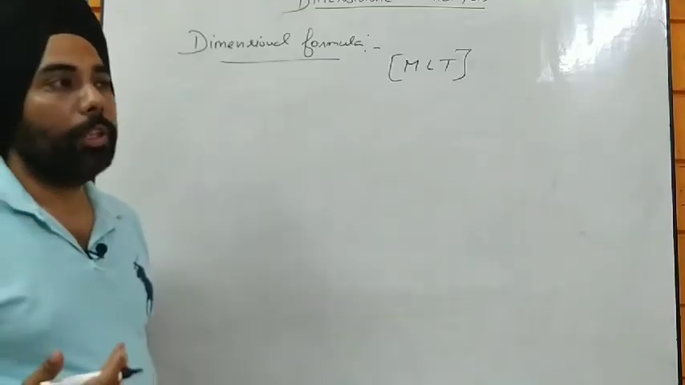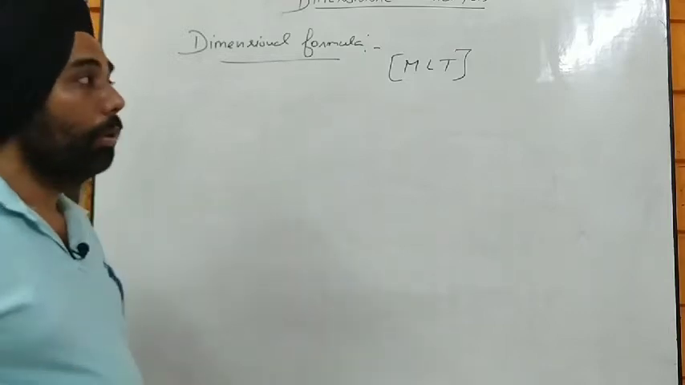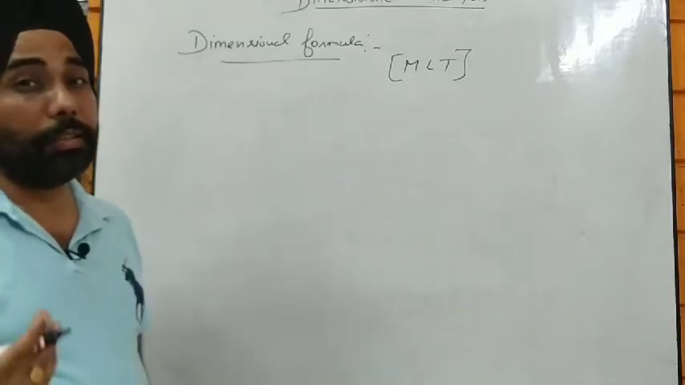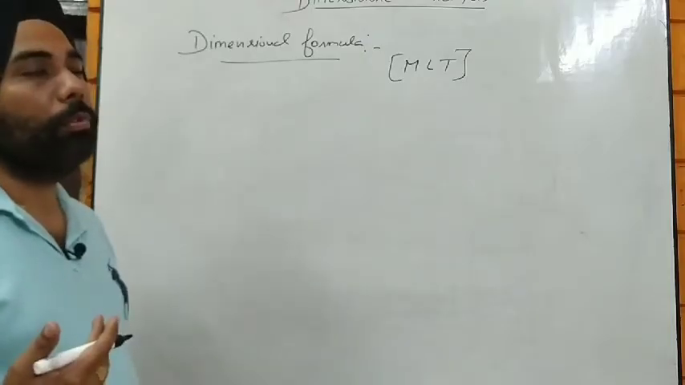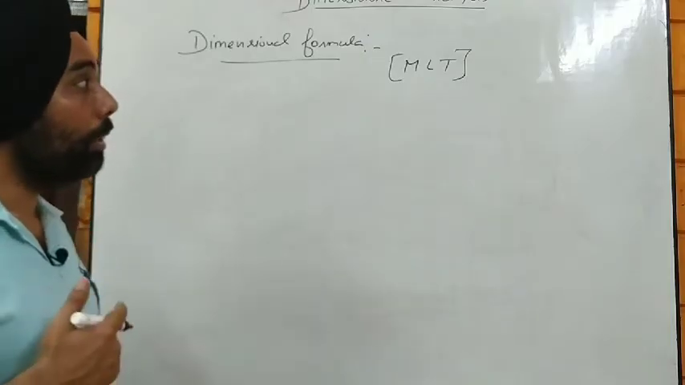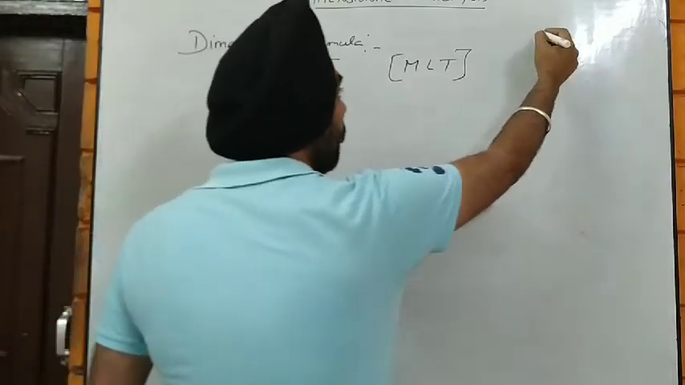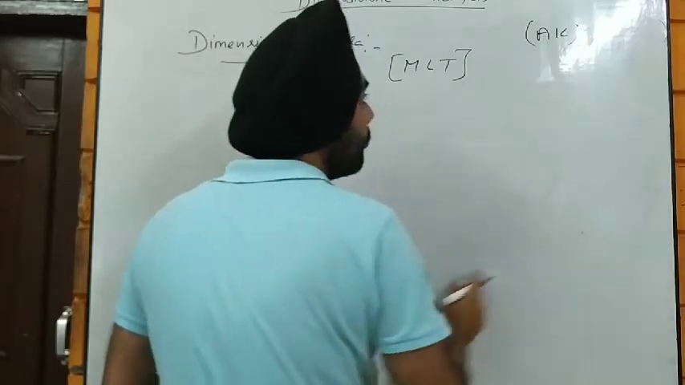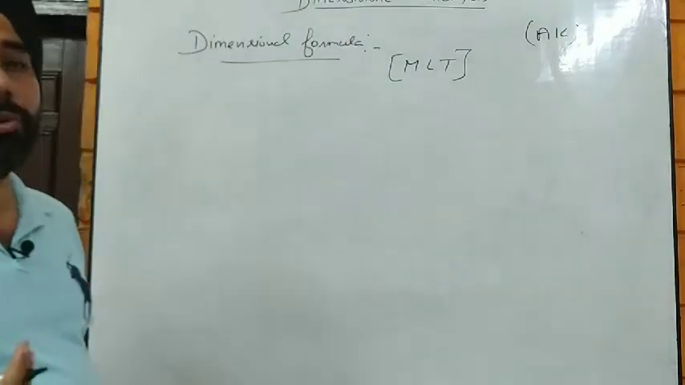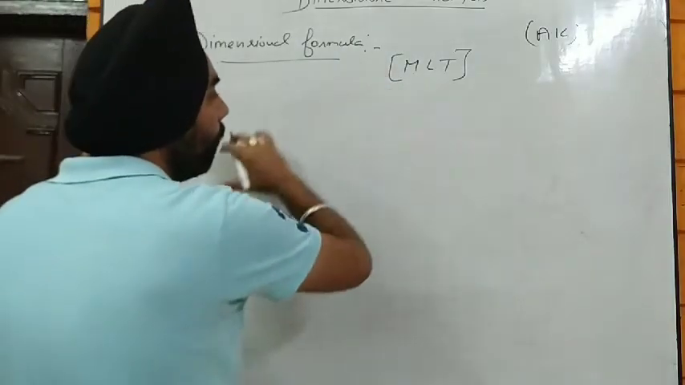Some other basic physical quantities are current and temperature. For current we are using ampere, and for temperature we are using Kelvin. So these are some extra physical quantities which we can use in 10+2 basically. So that is known as dimensional formula for you.